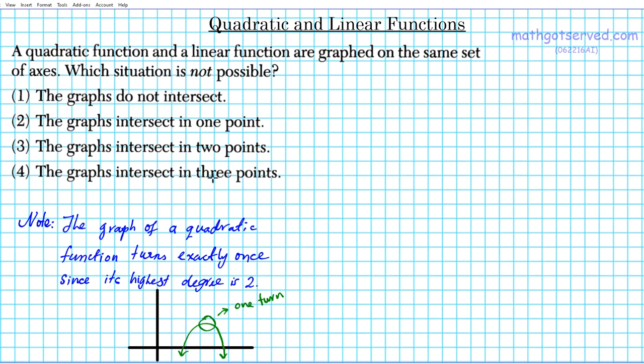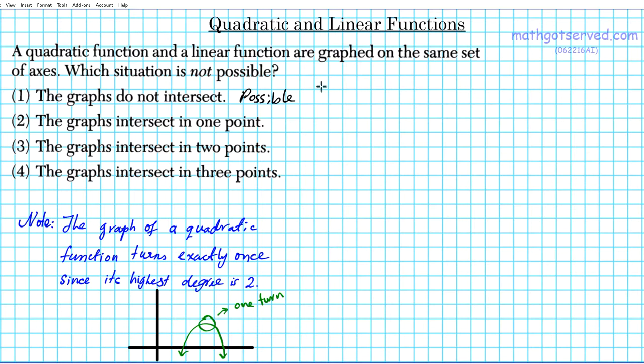We're going to be taking a look at an intersection between a quadratic function and a linear function. The first option says the graphs do not intersect. Think about that for a second. Is it possible for a linear function and a quadratic function to have no intersections? The answer is yes, it's possible. Let's take a look at an example scenario.